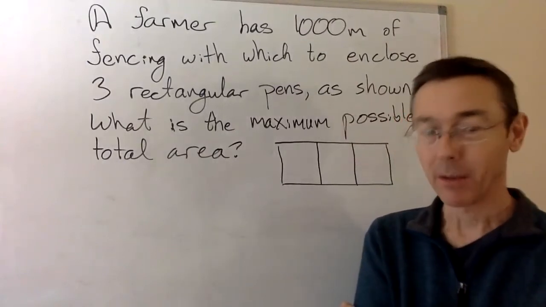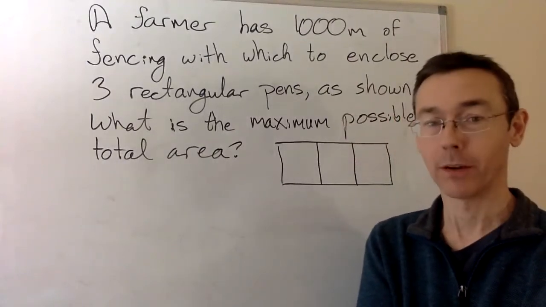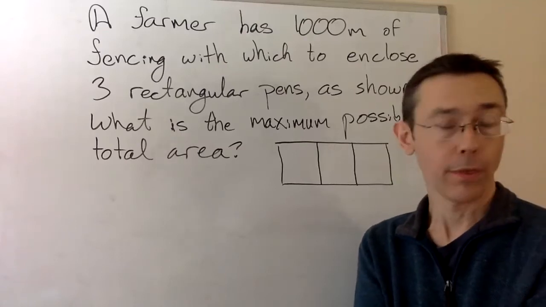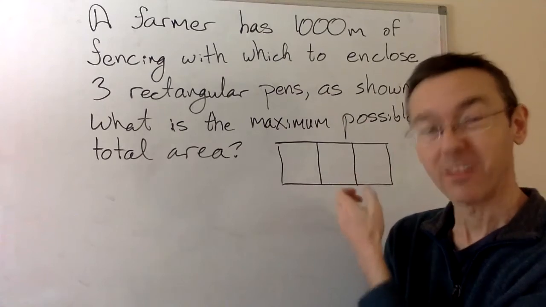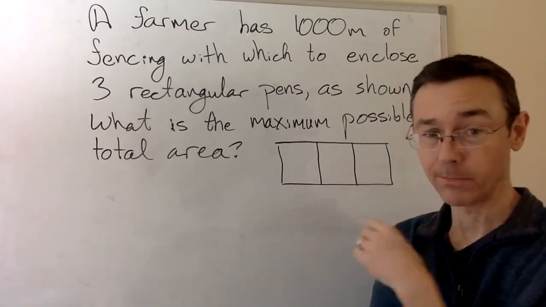Hey everybody, I'm back with another calculus optimization problem. Here we have a farmer with 1,000 meters of fencing. They want to enclose a rectangular region. It needs to be divided into 3 pens as shown.